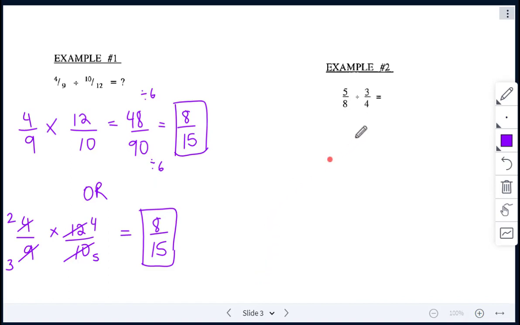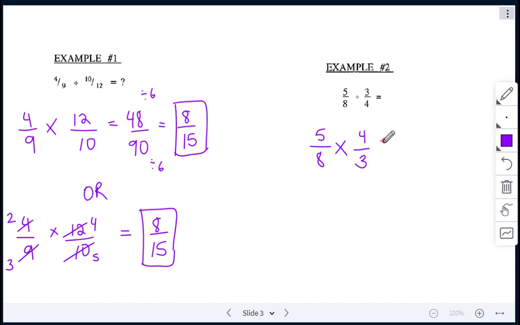Example number 2, division again. We are going to write our first fraction as is. We're going to flip the second one. So that becomes 4 over 3. And then we proceed as multiplication.